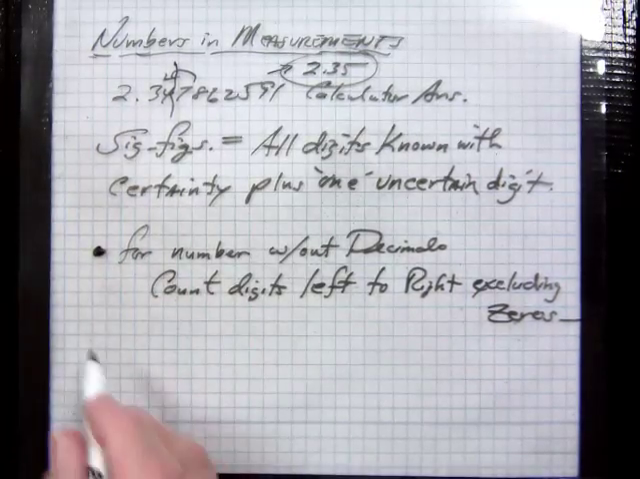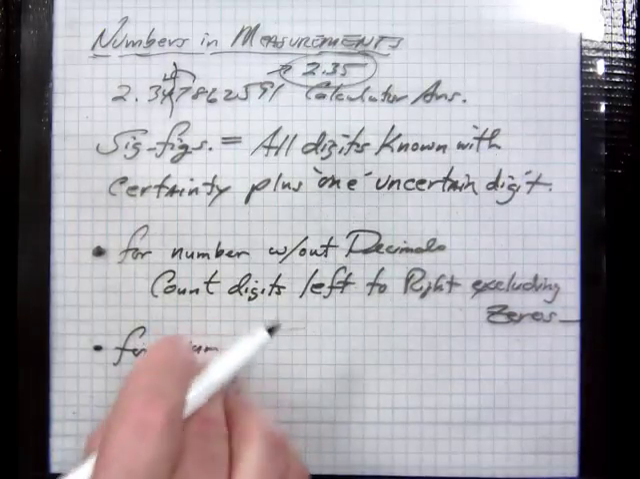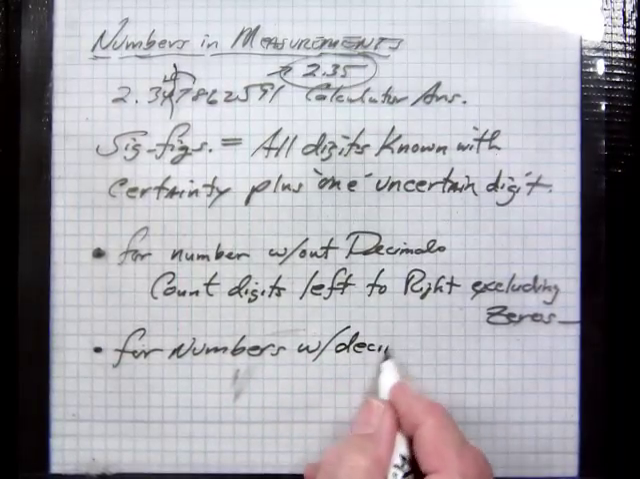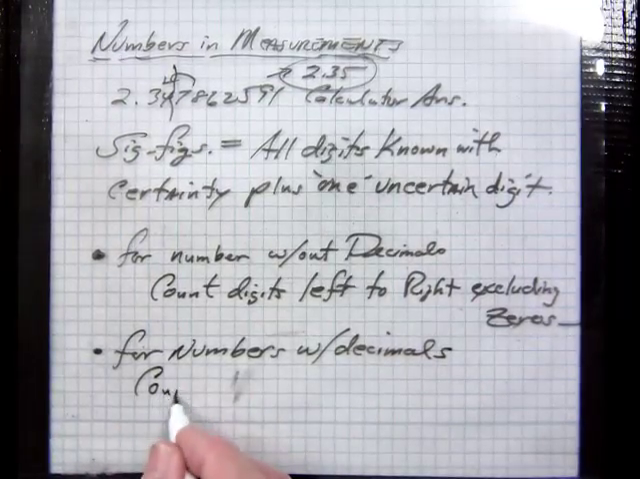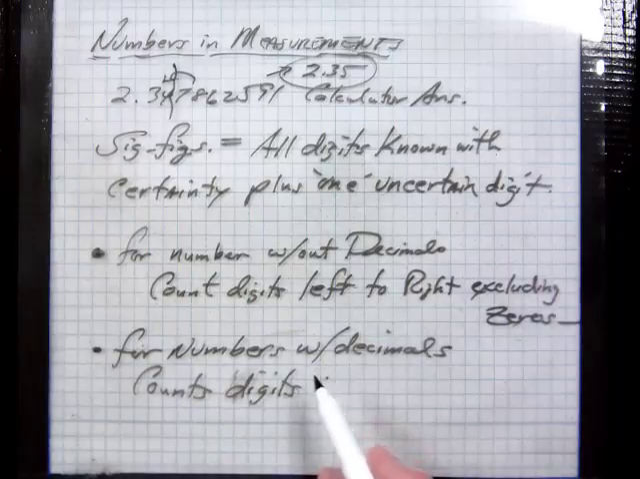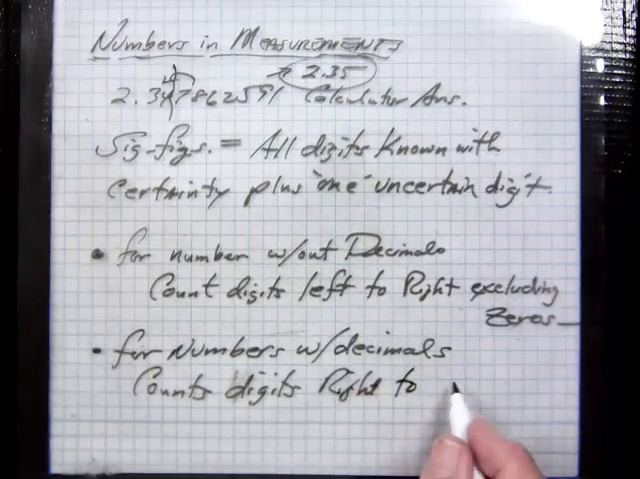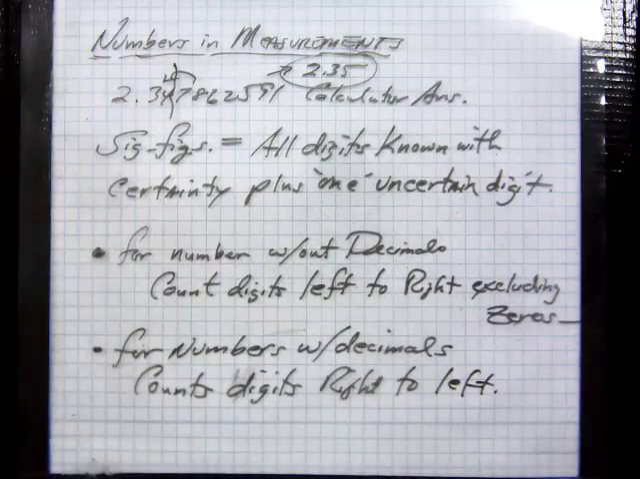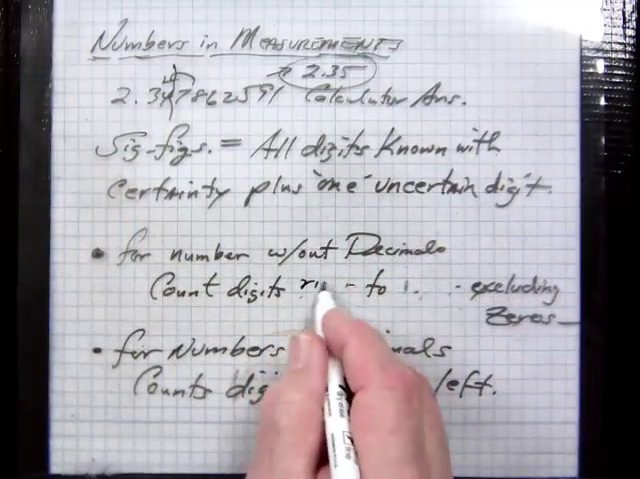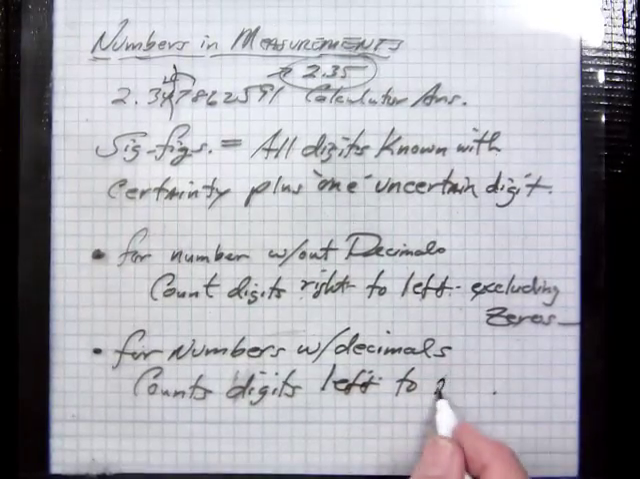That's one rule. For numbers with decimals, make it a little bit neater, count the other way. Let's see, left. I think I got that backwards. It should be right to left.